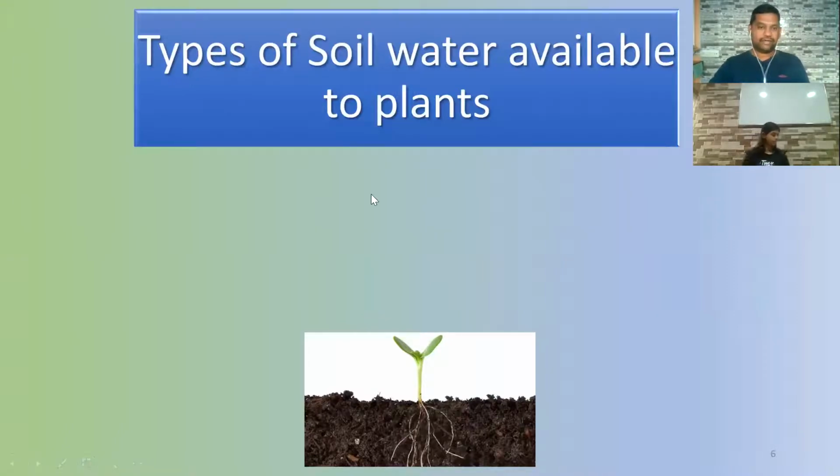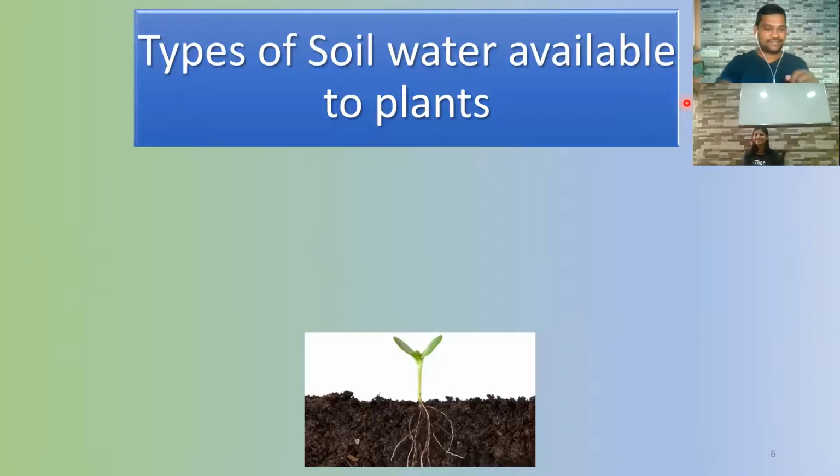You may have a potted plant at home, or you might have a garden where you can see that the plants are growing, they have been taken care of. So the most common thing which, as a layman, you do for the plants is that you add water to the soil. Correct? Every day you add water to the soil. But all the water that you add to the soil, is it available to the plants?